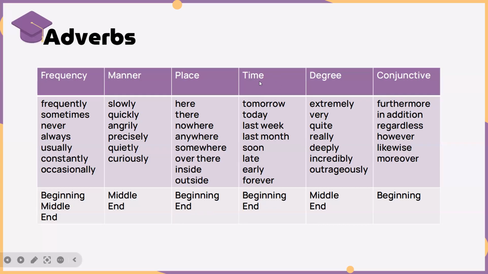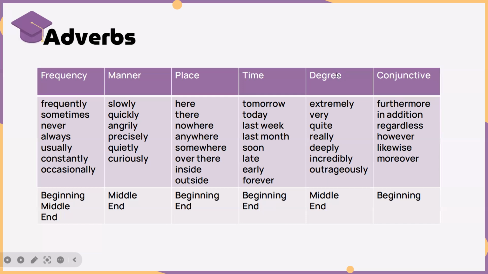Then we have adverbs of time. For example, tomorrow, today, last week, last month, soon, late, early, forever. These can go at the beginning or at the end of the sentence. For example, I will go to school tomorrow. I will wake up early. Last month, I woke up early every day. Last week, I woke up early every day. So we can use them at the beginning or at the end.